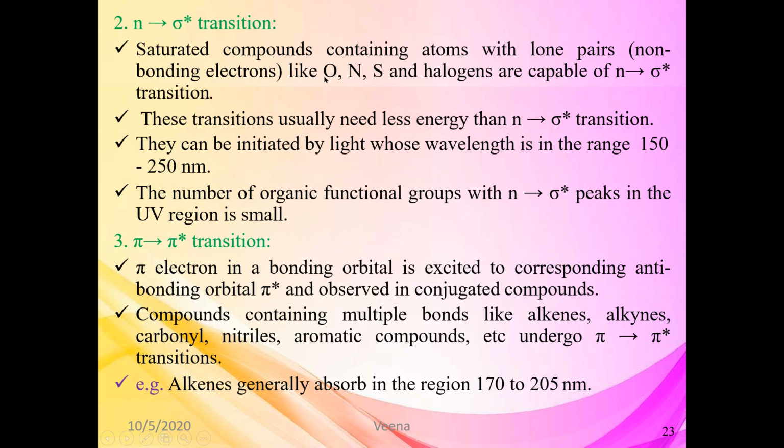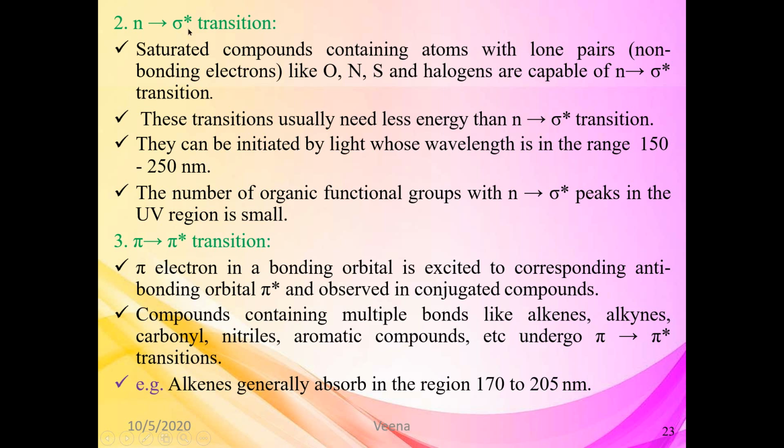Then we have the molecules such as ethyl alcohol or ethyl amine, the amines. So in such cases, the molecule contains the sigma bonds. Along with that, these atoms, oxygen, nitrogen, sulfur, will have non-bonding electrons. Hence, these kinds of molecules, when they absorb light, they can bring about the excitation of electrons from non-bonding energy level to sigma star antibonding energy level. Hence, it is called as n to sigma star transition.